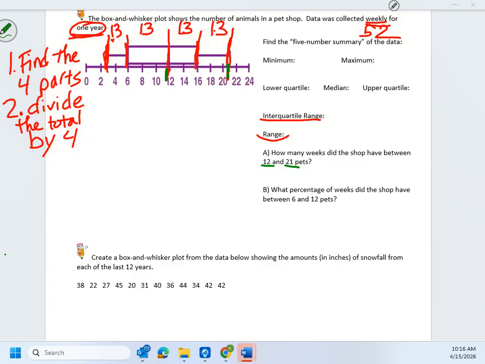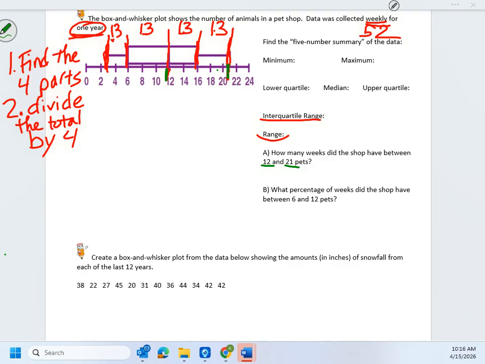I look to see how many fall in between that. Sometimes it's just 1 part, makes it easy. Sometimes it's more than 1 part, we have to add. But you have to first find your 4 parts with that important 5 number summary that shows us our 4 parts. Then you have to break those parts up. You got to break up that total number into 4 equal parts. And then you can answer the questions.